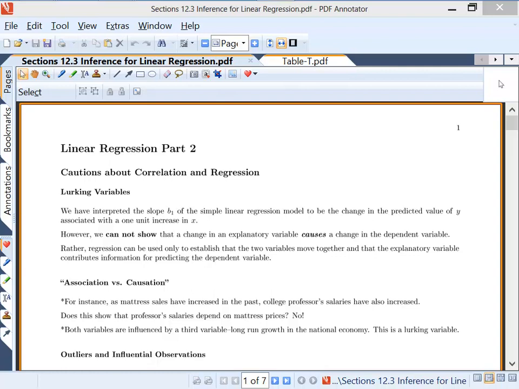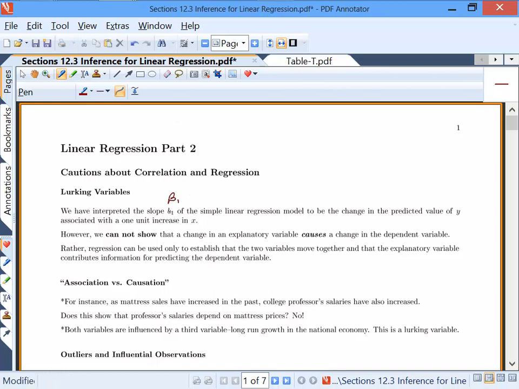Okay. So we've interpreted our slope, B1, oh, sorry, that's coming all from another class. In our class we write it beta 1 hat. Okay. So we'll interpret our slope to be the change in our predicted value of y, sorry, the change in our predicted value of y associated with a 1 unit increase in x.